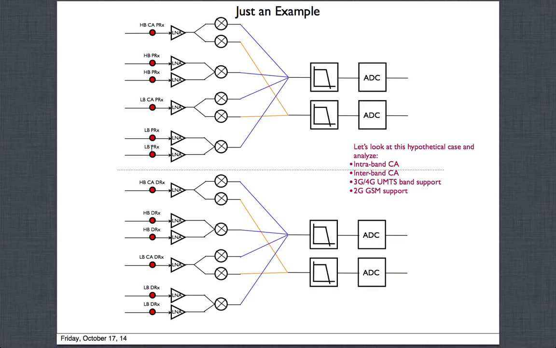And same thing here is for low band. You could have a UMTS path with a UMTS duplexer with a GSM SAW here to support GSM type 2G. So one path could be 2G, one path could be 3G. Okay, and with all these extra things added, you are able to do 2G, 3G band support. You're able to do intraband, interband in an example like this.